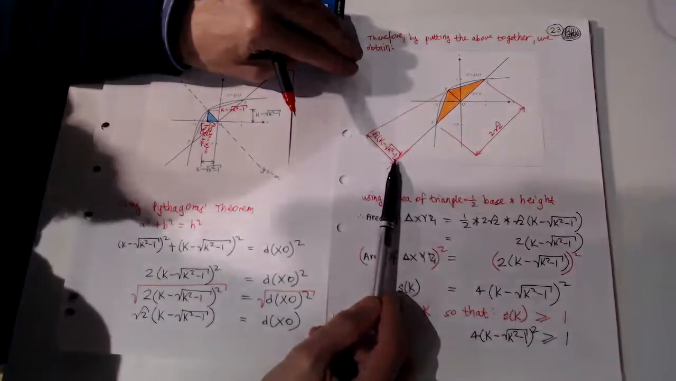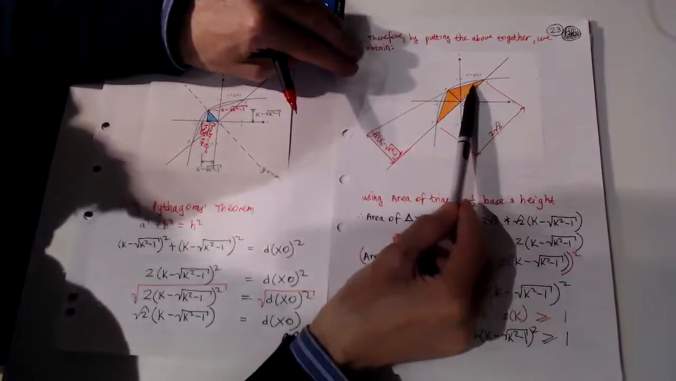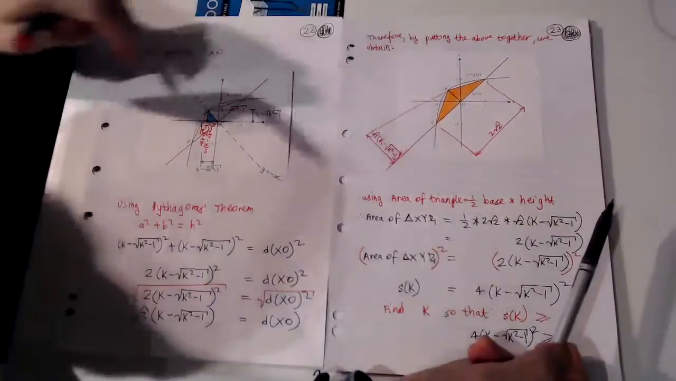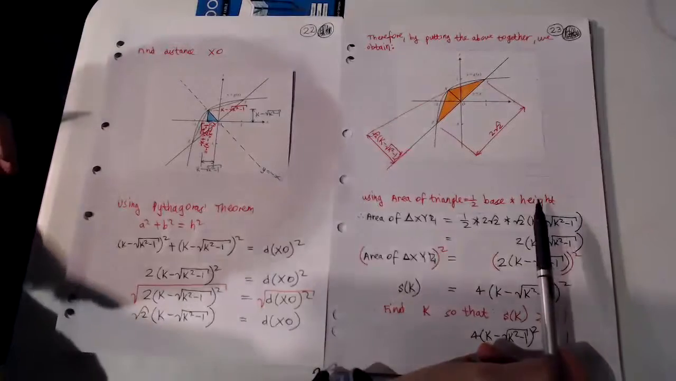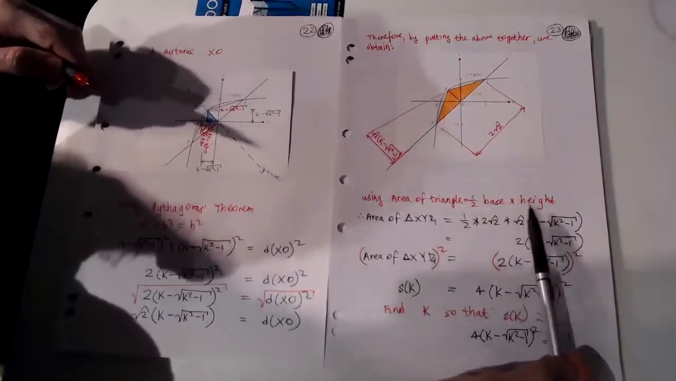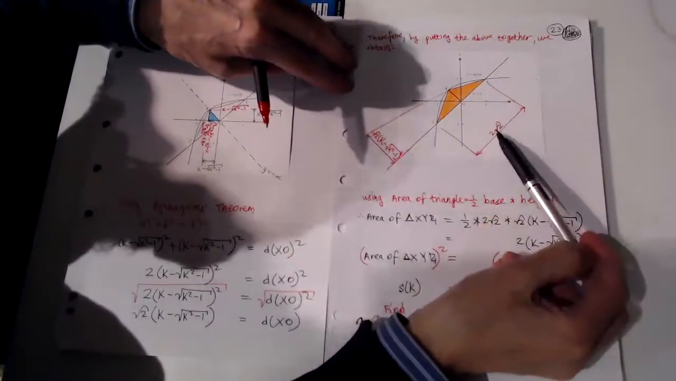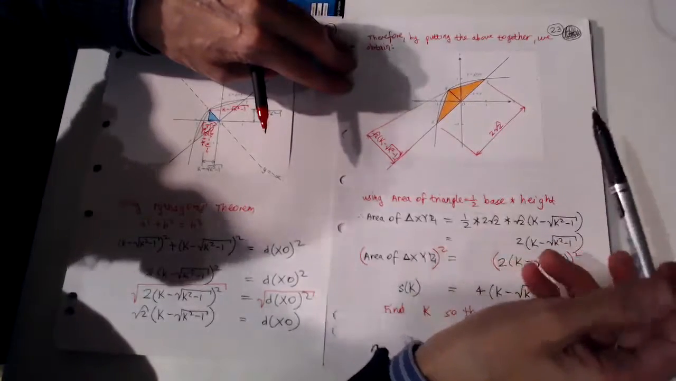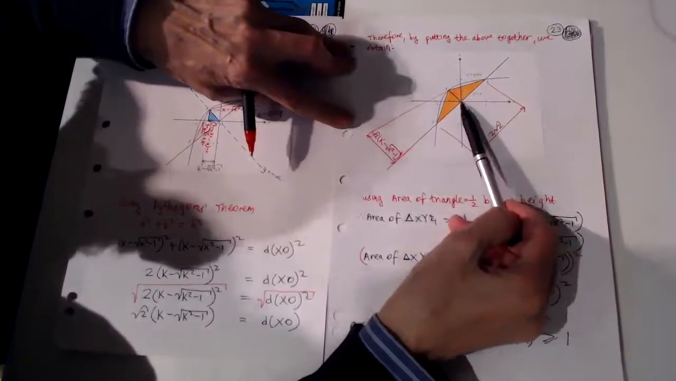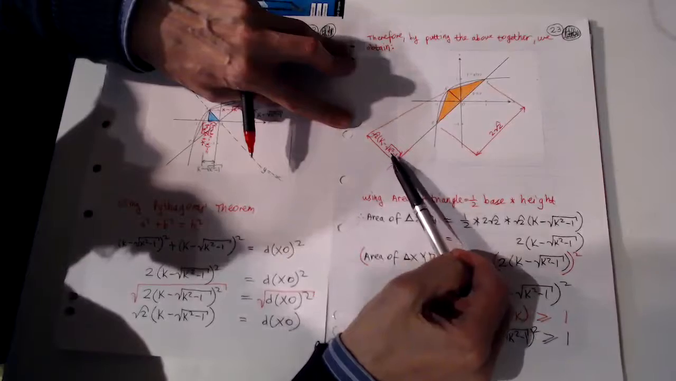So the original question was, find the area of the orange shaded triangle. Well, like you should know, one way to find the area of a triangle is to use area of triangle equals a half base times height. Do we know the base of this orange triangle? Yes, we do. It's 2 square root of 2. Do we know the right angle height of this orange triangle? Yes, we do. It's square root of 2 brackets k minus square root of k squared minus 1.